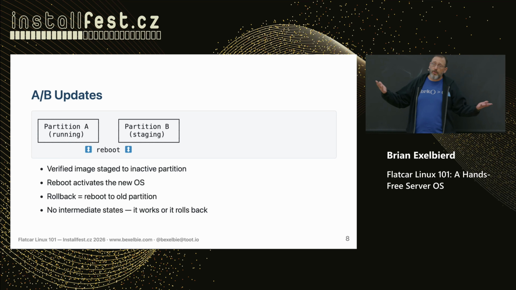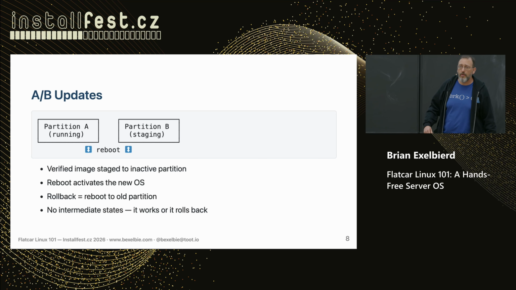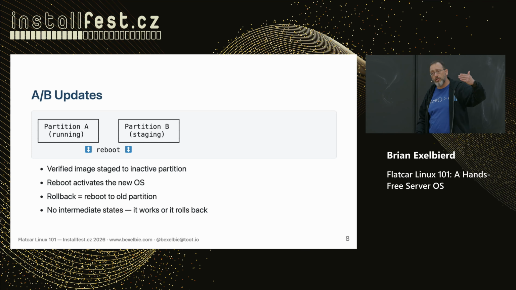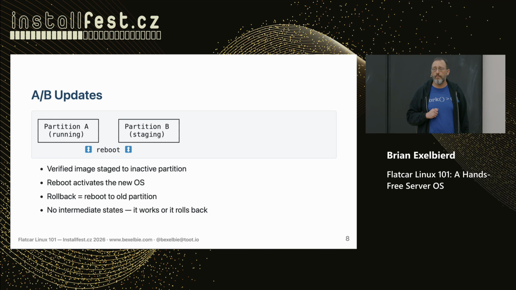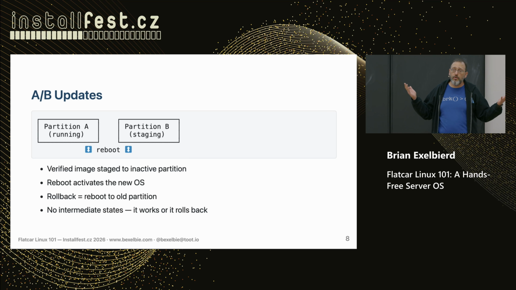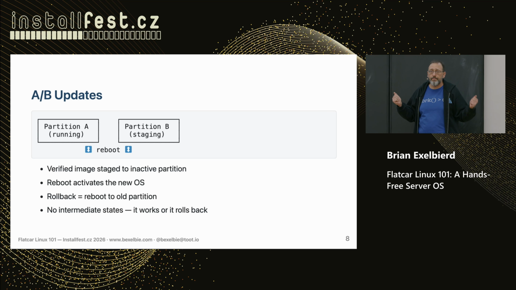So how do updates work? You have an A and a B partition. One is active, one is inactive. There's an update daemon that pays attention for updates from the infrastructure, grabs the update, verifies it, writes it to the inactive partition. This is an atomic operation, so if it fails at any point, it just starts over again. You're not using this partition, nobody cares.